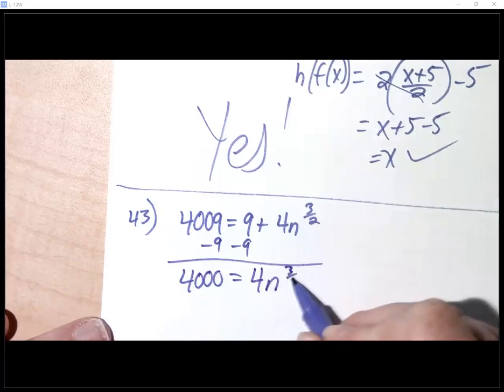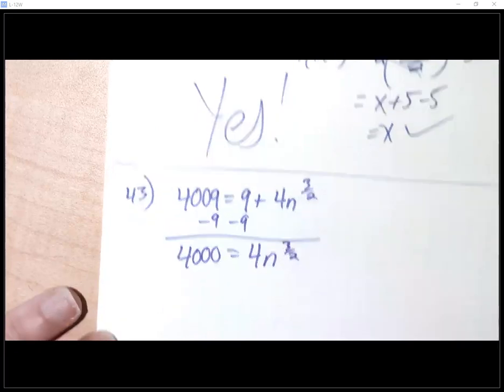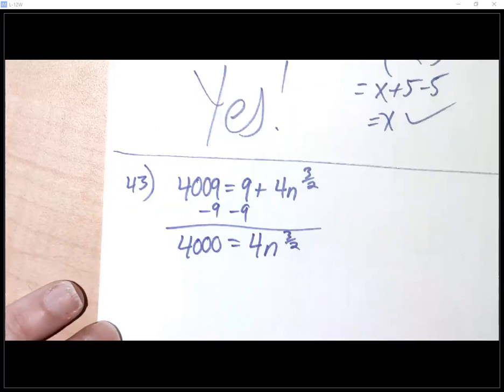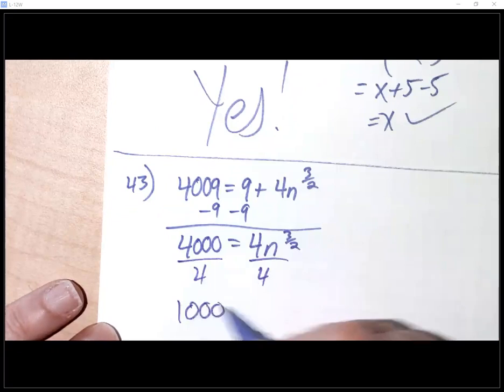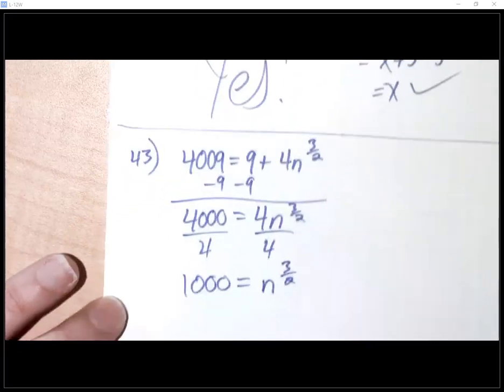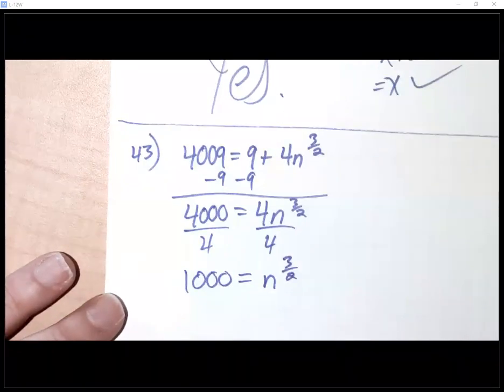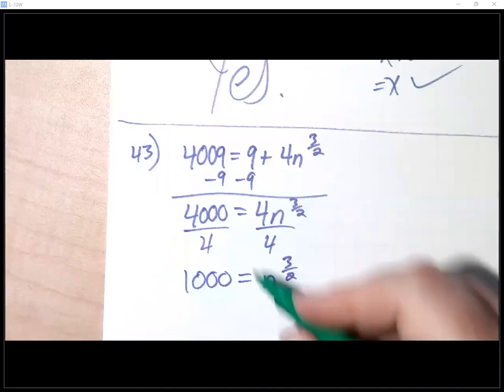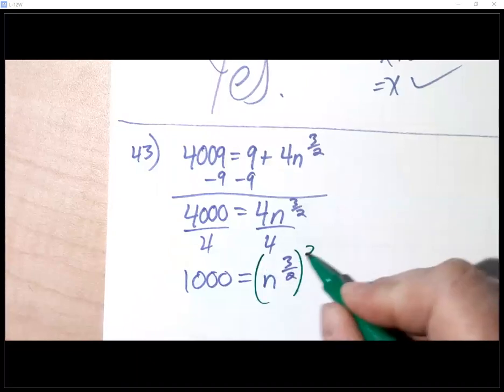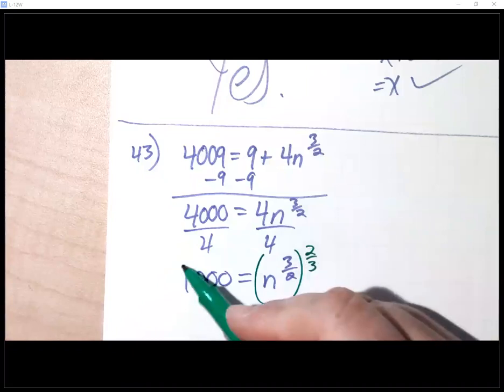Now what should I do? Yes, divide by 4. Now what do I do? I'm gonna raise both sides to that reciprocal power. Remember that? So I'm gonna raise this side to the 2/3. Whatever you do to one side, you gotta do the other. So I'm gonna raise you to the 2/3.